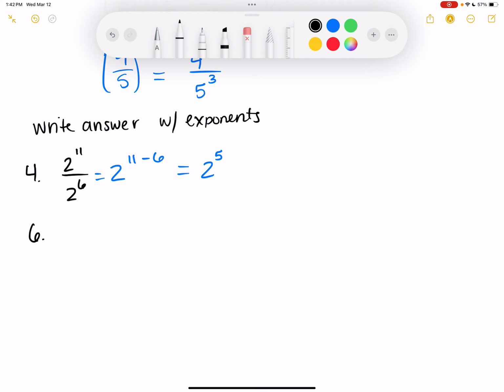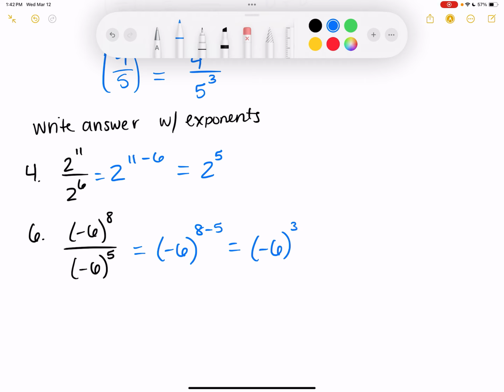All right, number 6 is -6 raised to the 8th over -6 raised to the 5th. So this one, the -6 is in parentheses on both of these. So this is going to be -6 raised to the 8 minus 5, which is -6 cubed. Now, just out of curiosity, that's where this problem stops. But would this final answer be positive or negative? Negative. Negative, why? Because it's an odd power, so it'll stay negative.